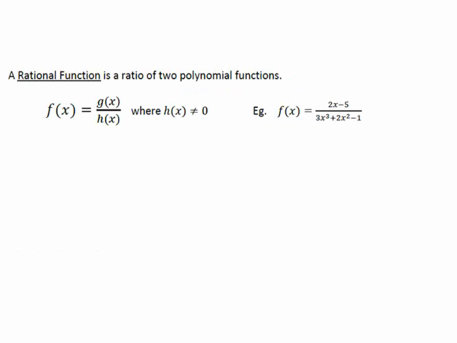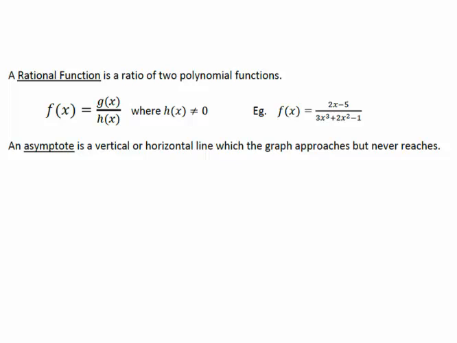But first, let's define a rational function, and a rational function is really just a fraction. A rational function f of x is just g of x over h of x. And remember, the denominator, h of x, cannot be equal to 0. So whatever this function is in the bottom, it can't equal 0. So here's an example. We have some linear function over some quadratic function, creating a fraction, creating a rational function.